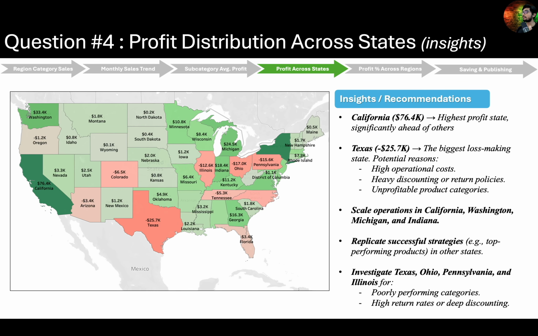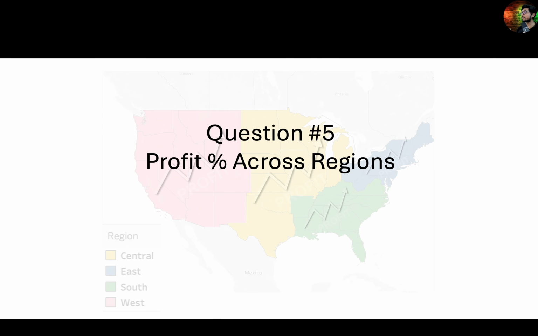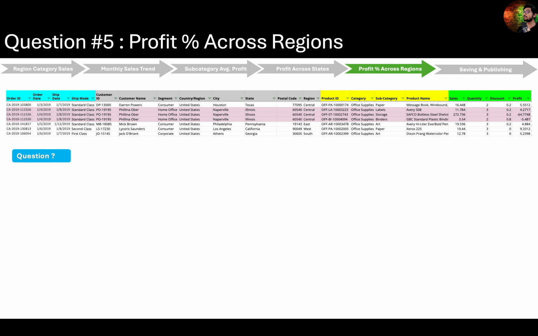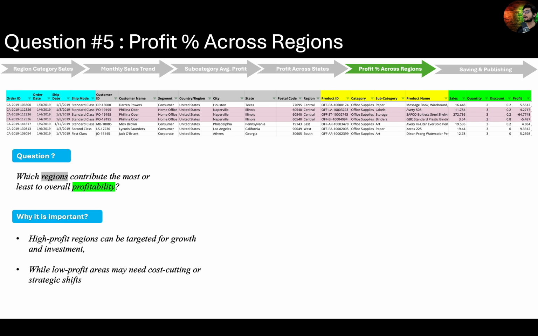Great, now we can move on to the final business question and build a last visualization for this video. In this final part, our objective is to examine profit percentage across various regions. Here, we aim to answer the business question, which regions contribute the most to overall profitability and which ones are underperforming. The business is seeking an answer to this question to identify high profit regions that can be prioritized for further growth and investment, and also to identify low profit regions which may require cost optimization or strategic realignment.